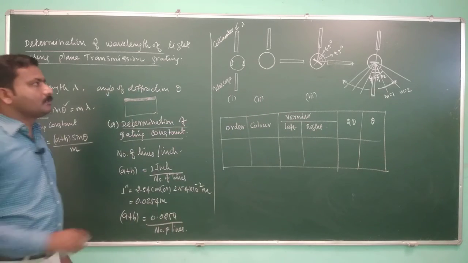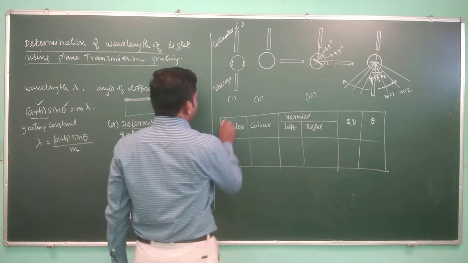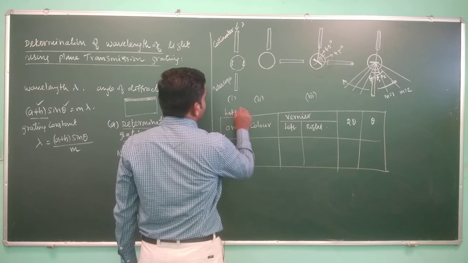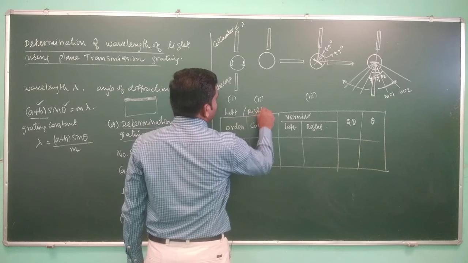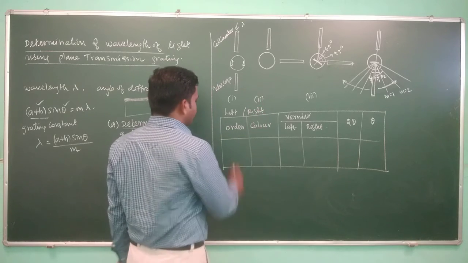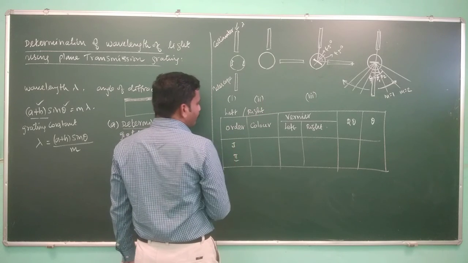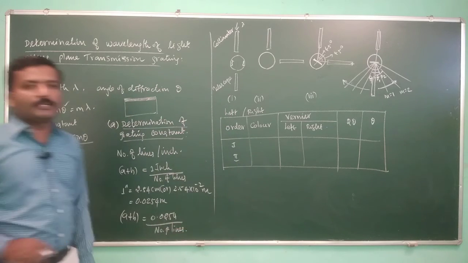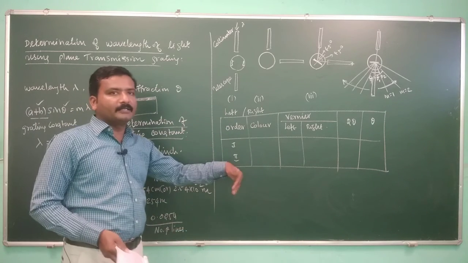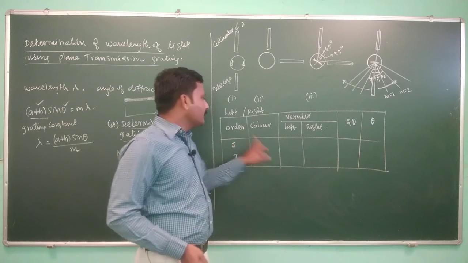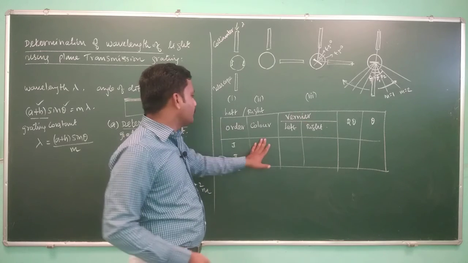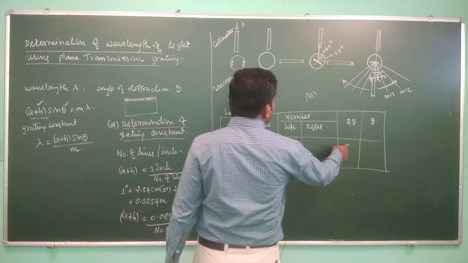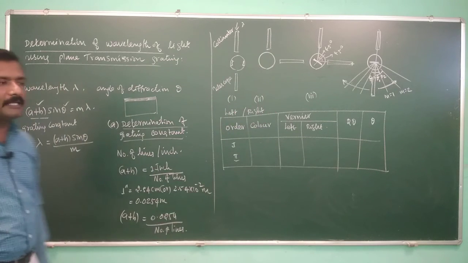So for different orders, this table can be written for left scanning or right side scanning. Here you can put order 1 and 2. For the first order, if you are using monochromatic light, then there will be a single color. If you are using white light, then there will be different colors, so you note for which color you are considering. That's why we give color here. Then the Vernier scale readings on the left side and right side, the difference will give you 2 theta. Then you can calculate theta from that.